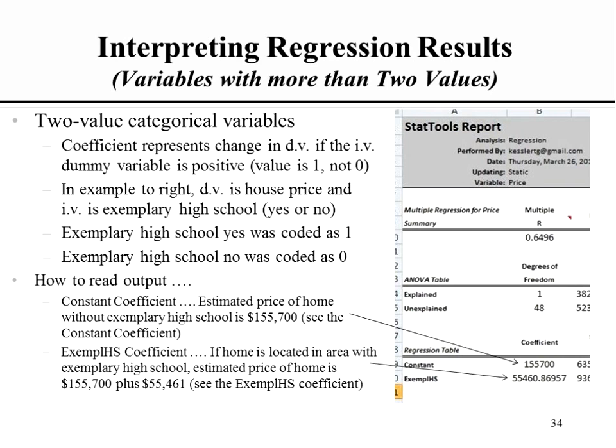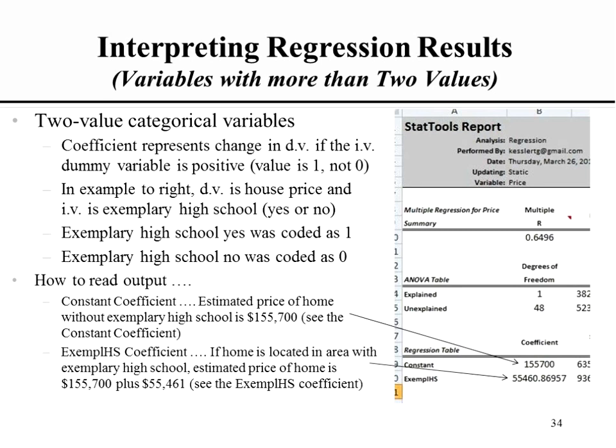Okay, so how do we interpret the regression results when we have more than 2 values? I already went through this once, but I'll show it to you again. When you have a two value categorical variable like a yes/no, the coefficient represents the change in the dependent variable if the independent variable is positive.